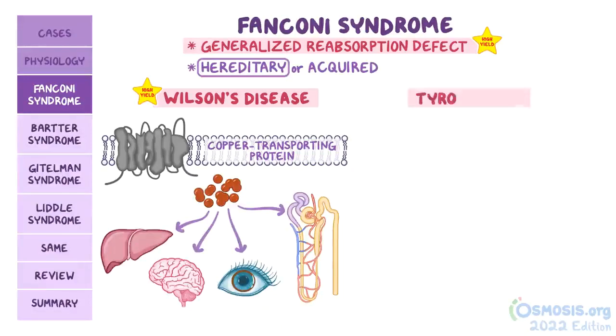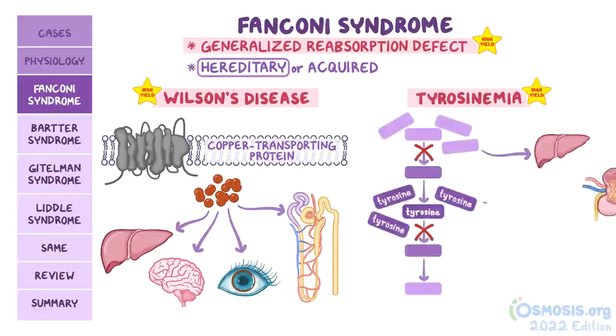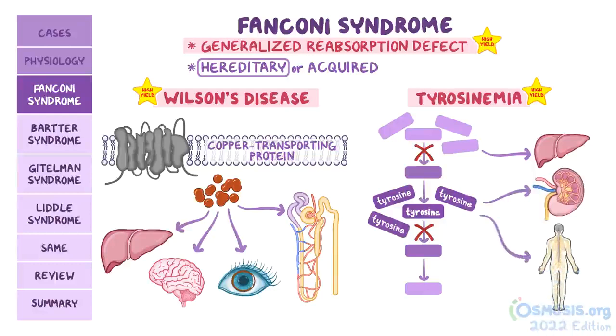Another example is tyrosinemia, which is caused by mutations in some enzymes needed for tyrosine metabolism. There are several mutations involved, but the key fact is that depending on where the tyrosine metabolism is affected, this can result in the accumulation of tyrosine or its byproducts in different organs, like the liver, kidneys, and peripheral nerves. Now, all that tyrosine or byproduct accumulation is toxic for the proximal tubule, and this can result in Fanconi syndrome.